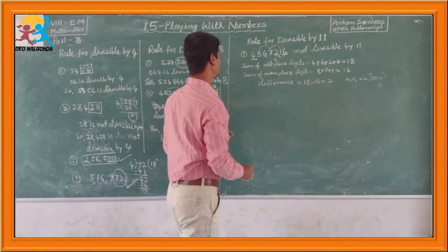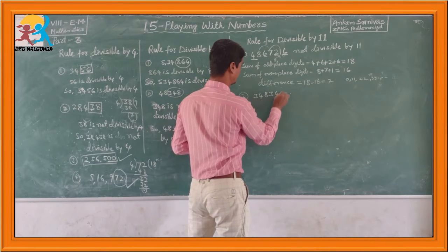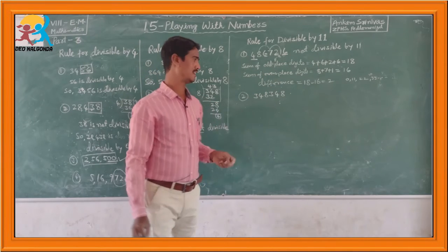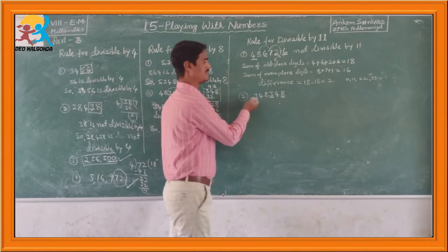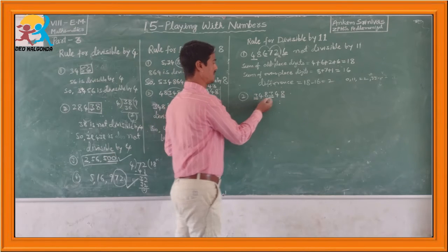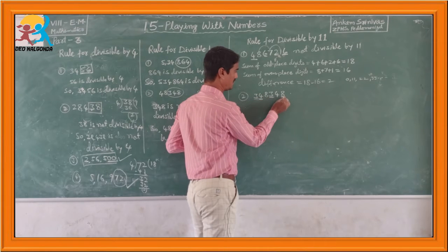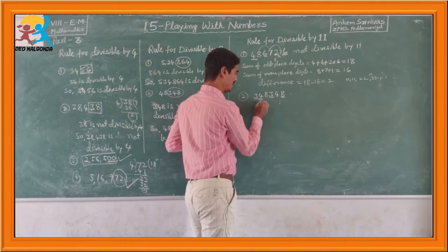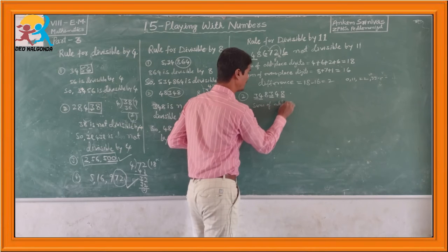Children, suppose I take a second problem. I have taken this number. Let's check whether it is divisible by 11 or not. Take the odd place values. Simply take the alternate numbers: take the first one, leave the second one, take the third one, leave the fourth one, and take the fifth one. So, the sum of odd place digits.